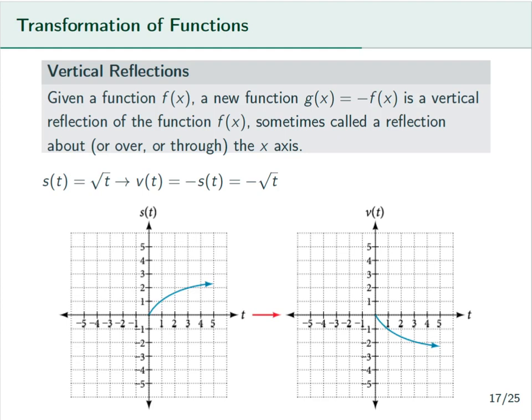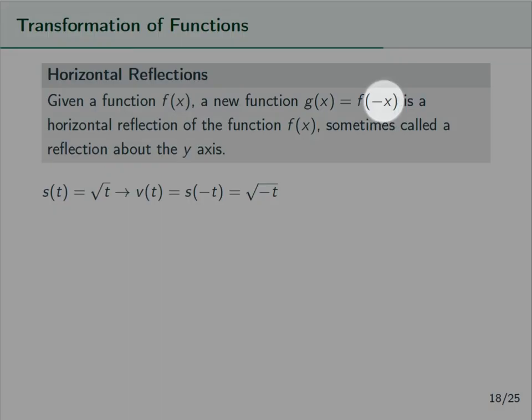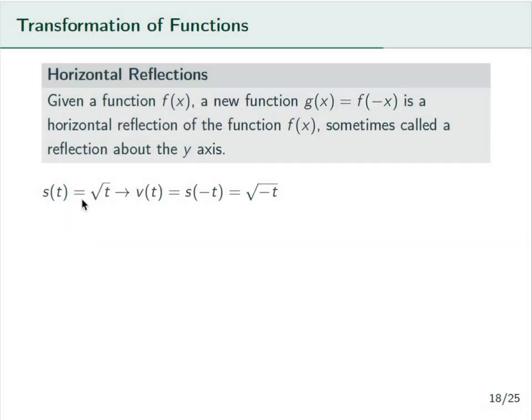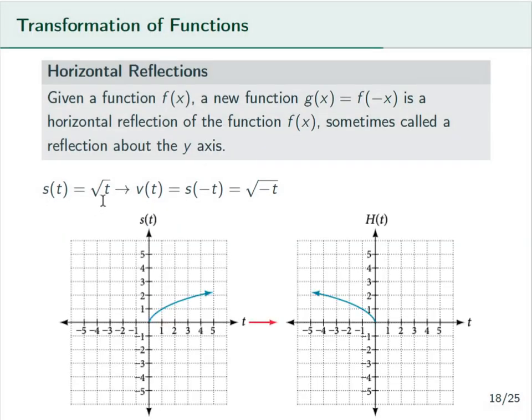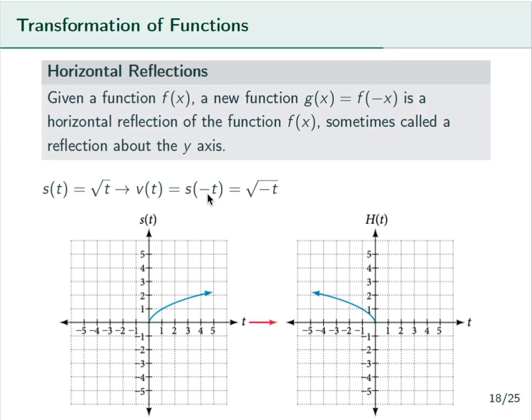Okay, so we're multiplying a negative to the entire output quantity. Now horizontal reflection is multiplying a negative to the input quantity, -x, and we insert that into the function. So here's an example. S of t is square root of t. For the new function, I'm going to call it h, I'm going to insert -t into the input. Then I get square root of -t.